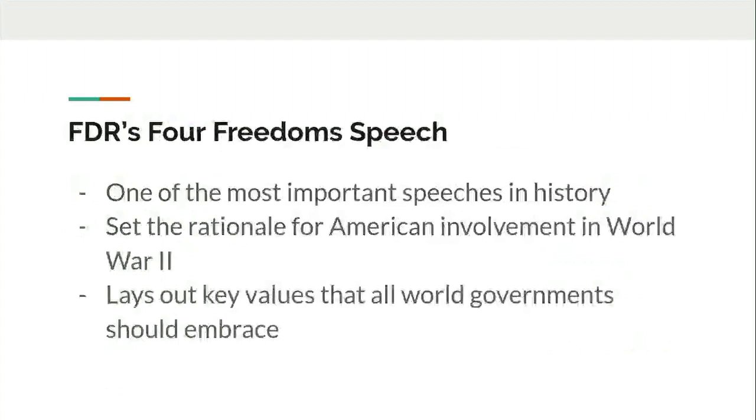FDR's Four Freedoms speech is one of the most important speeches in history. It set the rationale for American involvement in World War II, and it lays out key values that all world governments should embrace. Specifically, it tries to break America out of the isolationist view that developed after World War I.